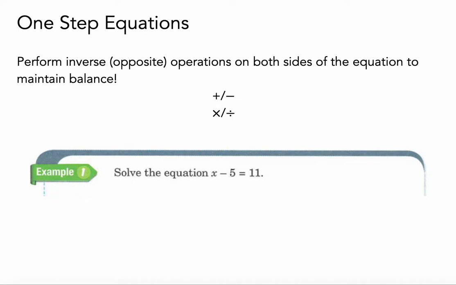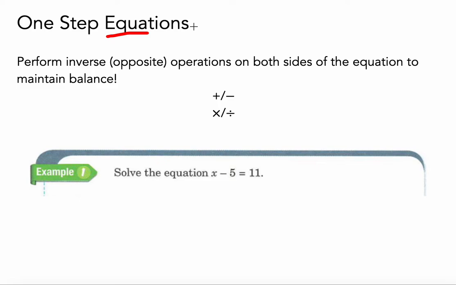Hi everyone, today we are talking about how to solve one-step equations. By now you should know that an equation is called an equation because the left side and the right side are equal to each other. That's where the root "equate" or "equal" in equation comes from, because we have a math sentence that shows one side is equal to the other.